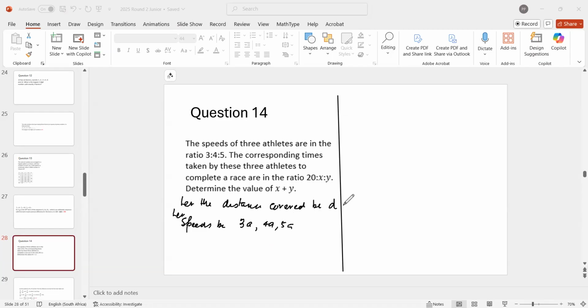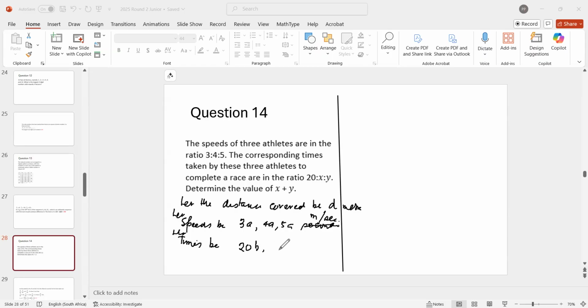So the units are not given. So let's just make this meters. And suppose these are seconds. No, no, no. Here it's meters per second. Speeds are meters per second. Now, they say that the times, so we can say let the times be, okay, you got 20x, 20y, so we can say 20b.